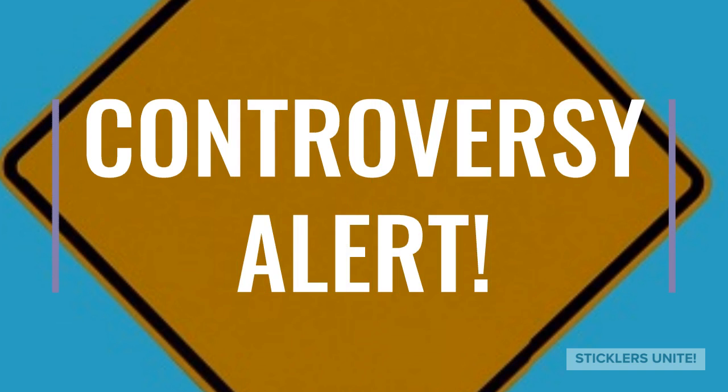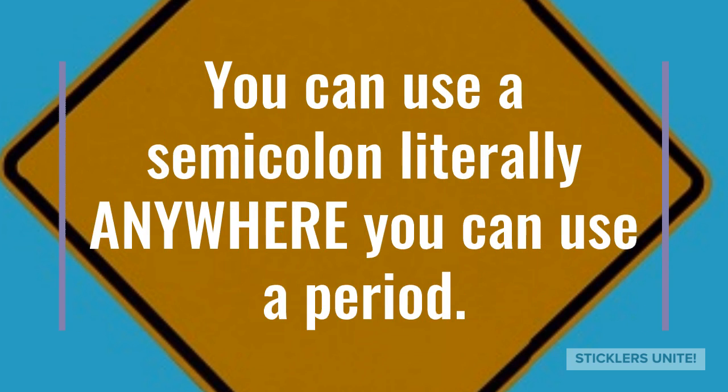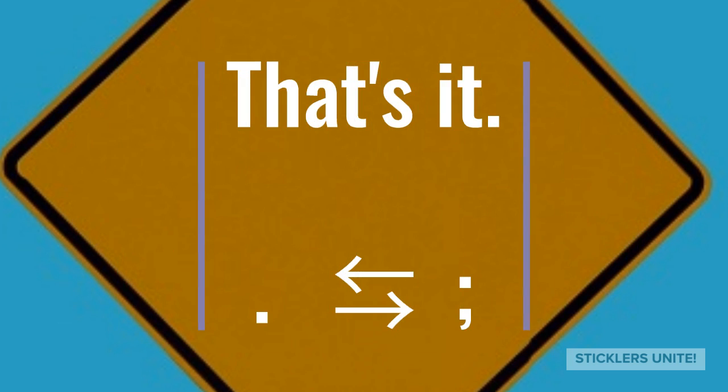So there's actually a really simple rule that we can use for semicolons, but you might even say it's a little controversial in the punctuation world. But using this simple rule, you can use semicolons correctly more than 90% of the time. And here's our rule. You can use a semicolon literally anywhere you can use a period. Anywhere. That's it. No joke.